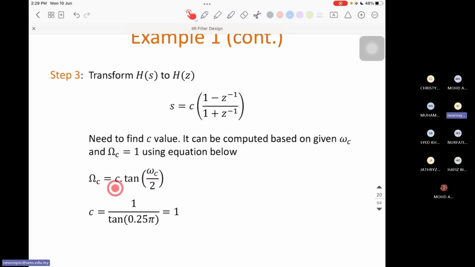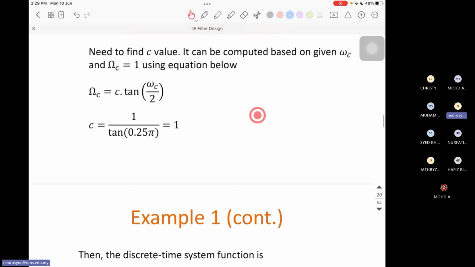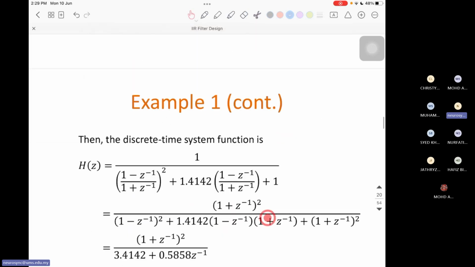So I can find c, correct? c is equal to this divided by this term. So 1 divided by tan of 0.5 pi divided by 2, therefore this is 0.25 pi. Tan of pi by 4 is nothing but 1. So 1 by 1, you will get 1. The value of c is 1.